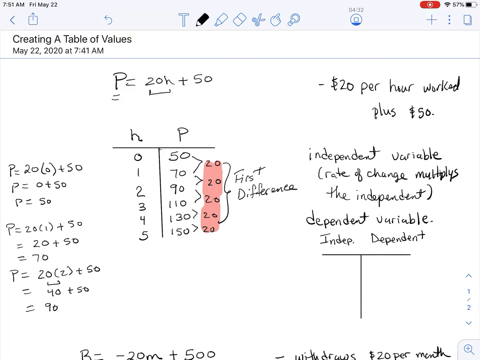If your first differences are all consistent, meaning that they're all equal to the same amount, in this case 20, that guarantees you're going to have a straight line. So I'm just going to write that down. Our first difference is consistent, and we can just put equal. That indicates a straight line.